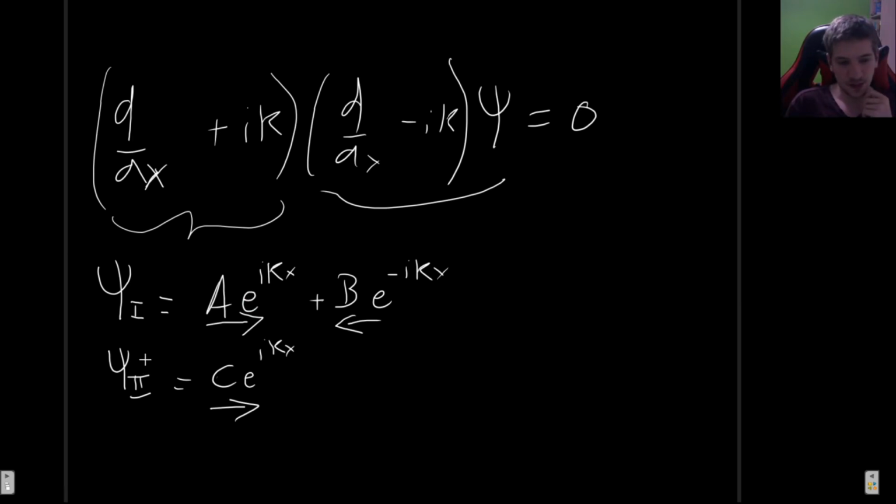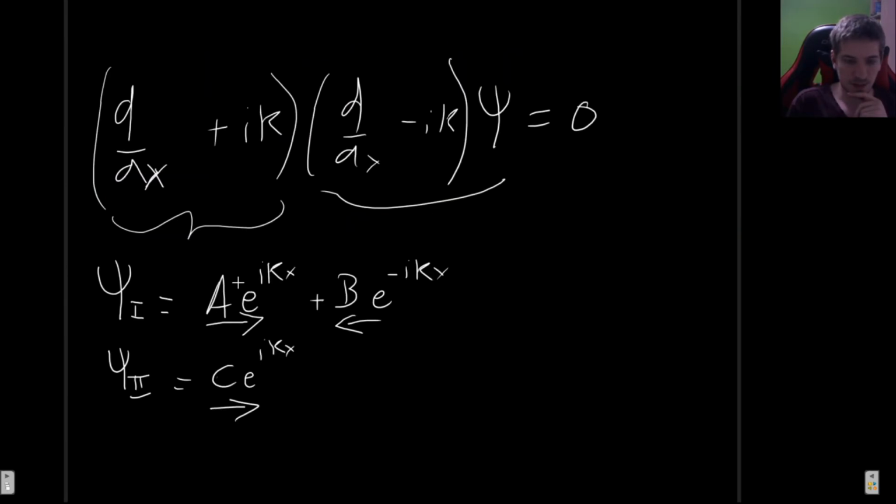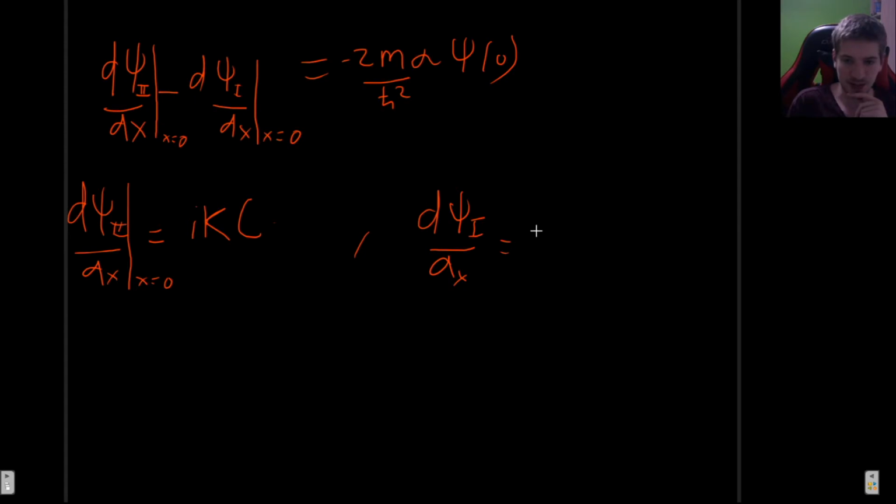So the derivative of the wave function for the second region will just be ik times c, basically ik times this function. This is evaluated at x equals 0, so the exponential will just be 1. And then we have the derivative in this first region, which will be ik times what we have here, with a minus sign separating. So we get ika minus ikb evaluated at x equals 0. That's why the exponentials vanish.